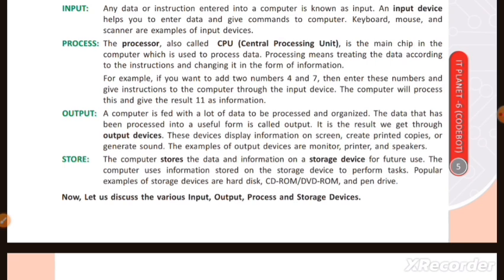So basically here the thing is, computer stores the data and the information which is being processed by the processor and given as output. That data is then stored by the storage devices for future use. The computer uses the information stored in the storage devices to perform their task. And the examples of storage devices are hard disk, pen drive, CD, DVD. Now let us discuss various input, output, process and storage devices.